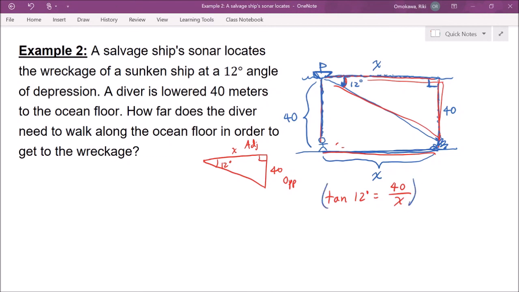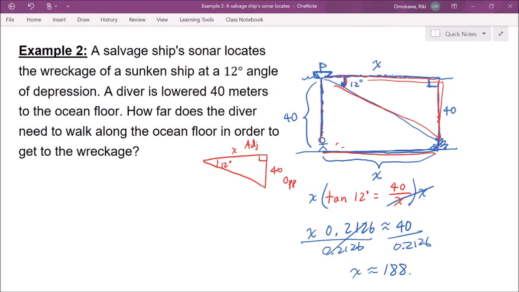And then multiply both sides by x so that we get x out of the bottom of the fraction, the denominator. And then we have x times tangent of 12, which is around 0.2126, that's around 40. And then divide by 0.2126, these go away. And so you have that x is around 188.1852. And again, the units, we're working in meters here.